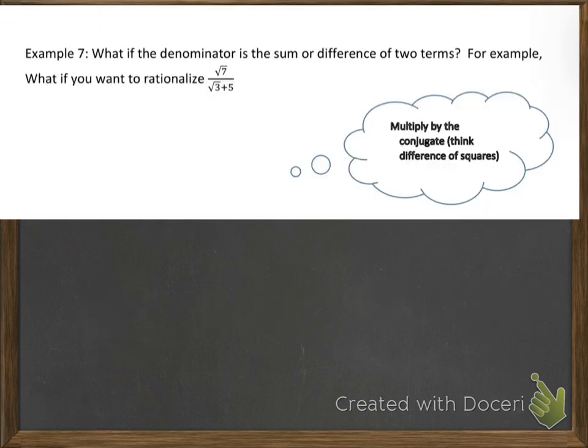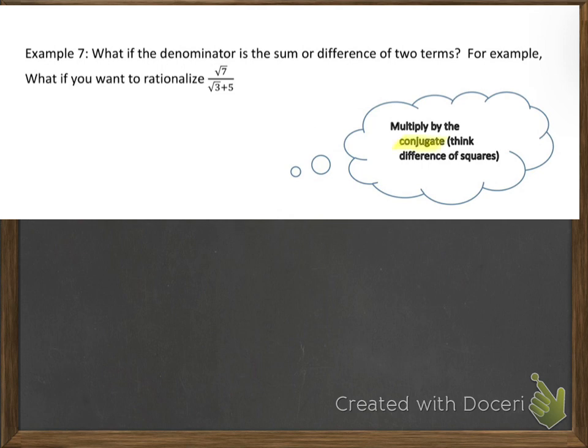All right, what if we had a binomial? We had two terms separated by addition or subtraction in the denominator. So we have 3 plus the square root of 5 in the denominator. That's a little bit tricky, right? How do we get rid of the radical in the bottom? Well, what we need to do is multiply by what's called a conjugate.